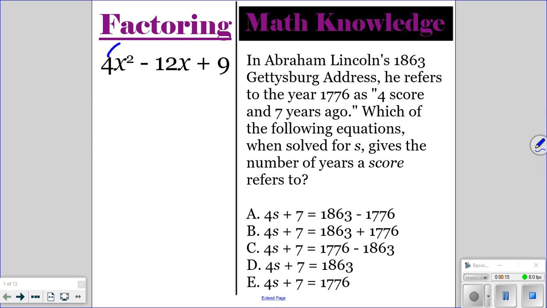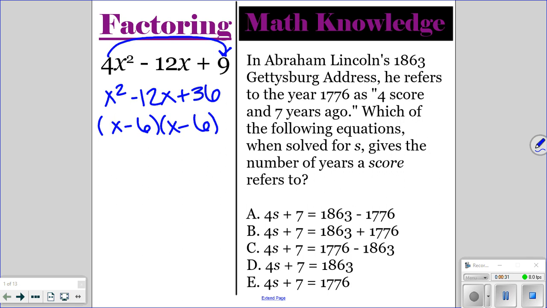So you're going to multiply the 4 by the 9 to remove that 4 and make it x squared minus 12x plus 36. Then you're going to factor that, and that's going to make x minus 6 times x minus 6. Then you want to replace the number you removed at the beginning, which is the 4.